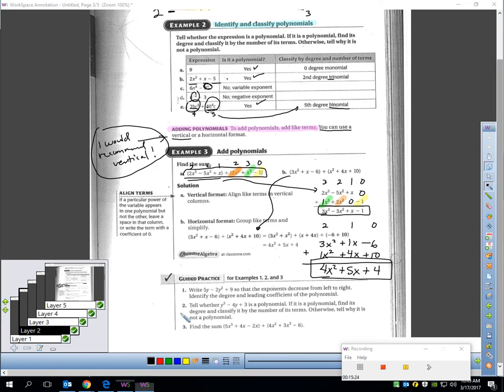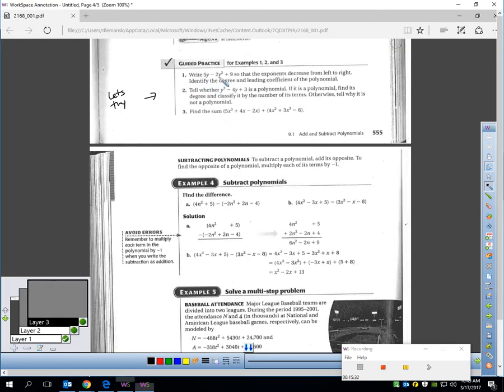Let's go ahead and do these practice problems. Let's try. Write this so that the exponents decrease from left to right. Identify the degree and leading coefficient of the polynomial. Pause the video and you try.